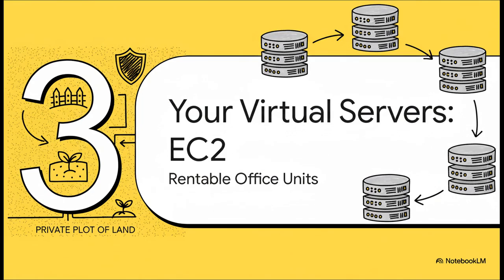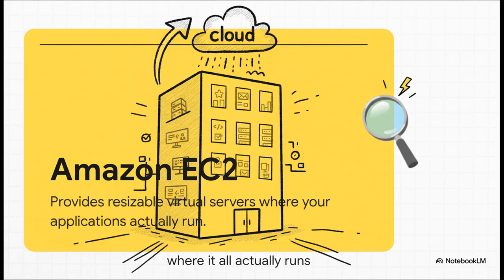We've got security, we've got our private plot of land. Now we just need a place to actually get some work done. And that brings us to the workhorse of AWS, EC2. EC2 stands for Elastic Compute Cloud, and what it does is provide resizable virtual servers. In our analogy, these are the actual office units, the workstations inside your building. Your website, your code, your applications, all the real work happens right here.